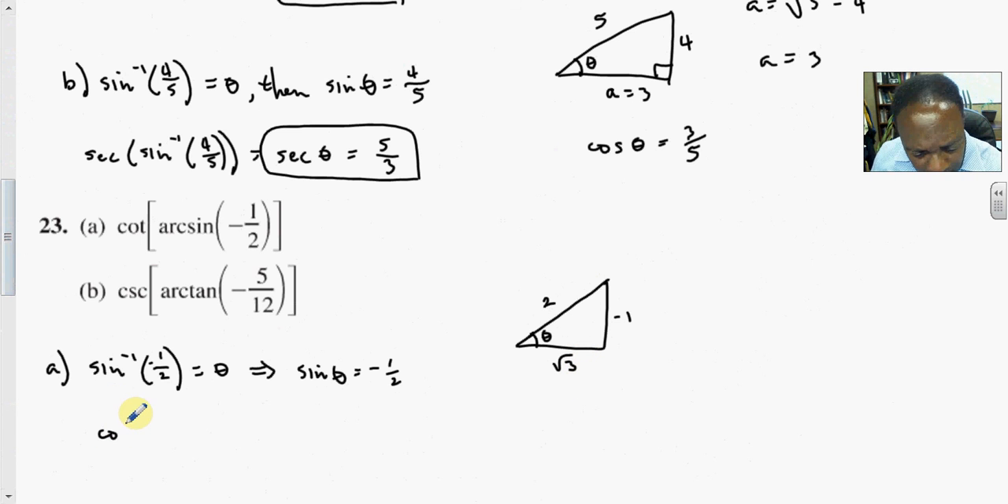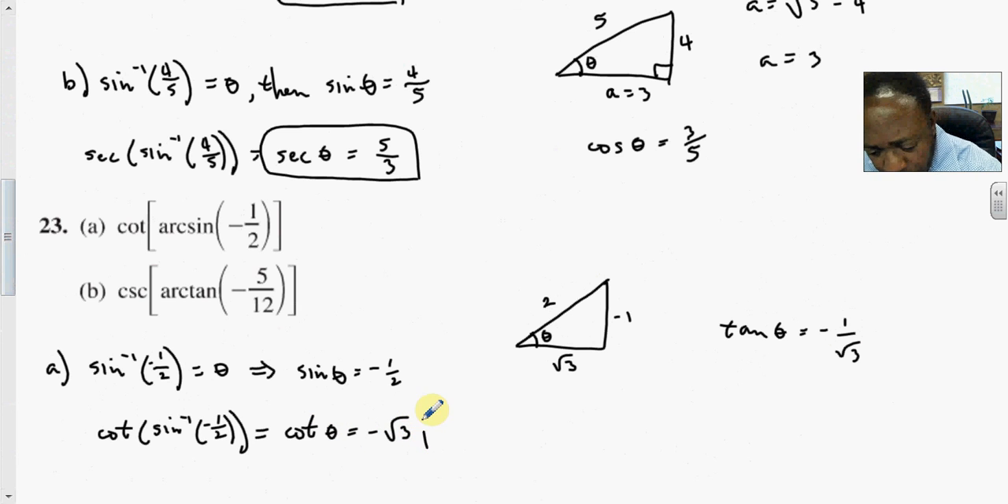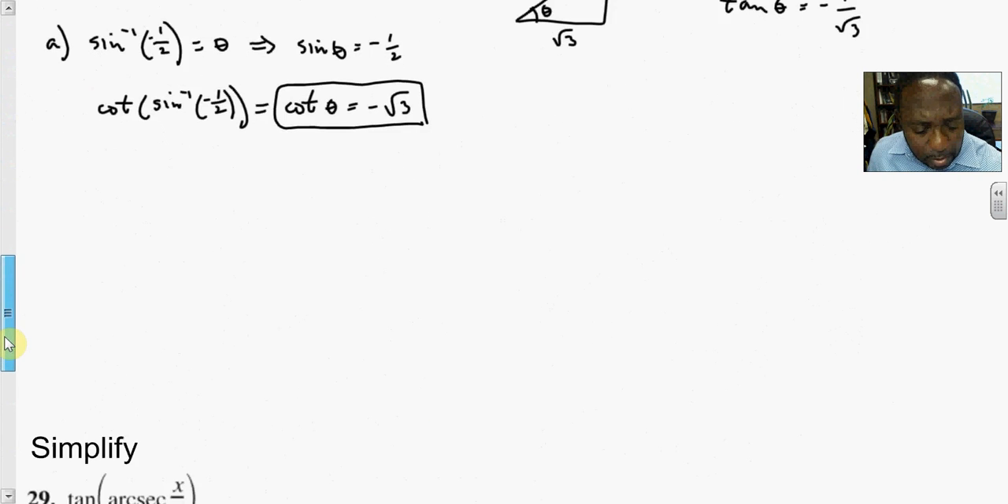So now the cotangent of sine inverse of negative 1/2 is equal to the cotangent of theta. And remember that cotangent is the reciprocal of tangent. Tangent theta is this negative 1 over the square root of 3. So the cotangent would just be the negative square root of 3. What about part B?